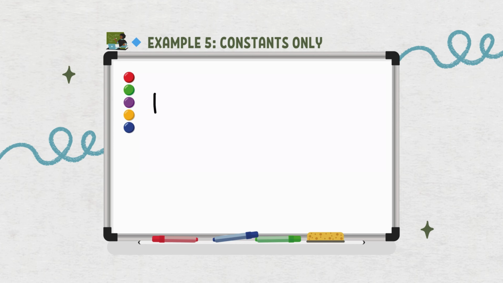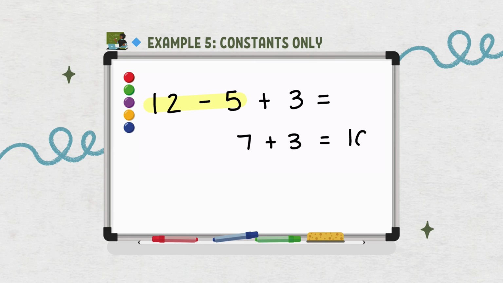Example 5, constants only. 12 minus 5 plus 3. Now we're back to the basics, but it's really important that you know how to add and subtract your integers and follow PEMDAS. So first, we need to do 12 minus 5. 12 minus 5 is 7, and then plus 3 is going to give us our final answer of 10. Be sure to box in your final answer.